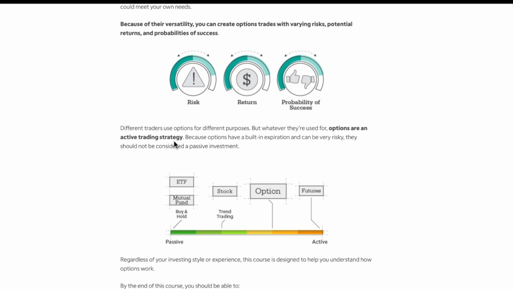I think options are an amazing way to make some money, especially if you understand them. And it's fun too. It's fun to learn these new ways of investing and growing your income.